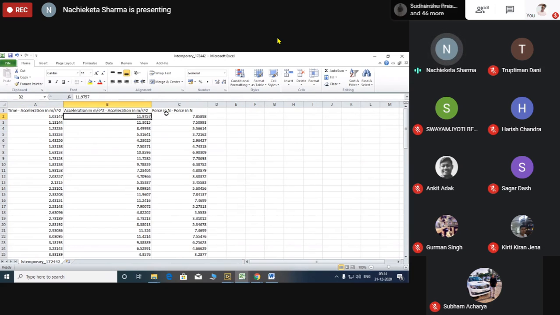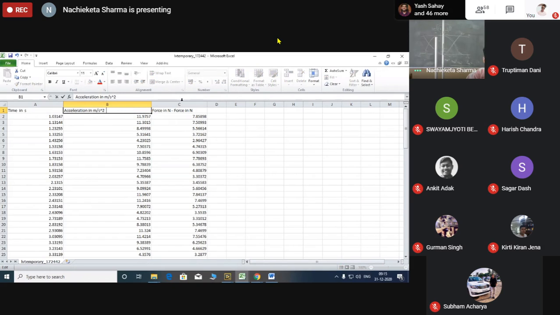Time, acceleration, force. Now, according to the table, you write, this is time in second. Just wait, I'm making this. Time in second. This is your acceleration in meter per second square. Then your force in Newton.